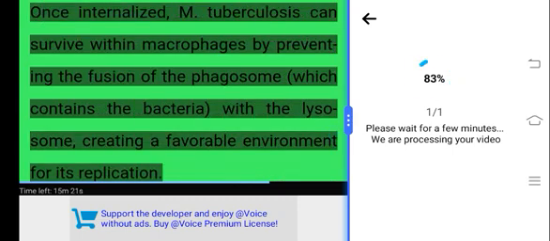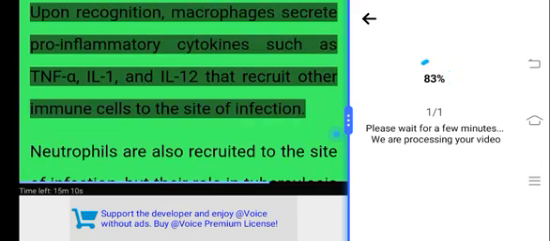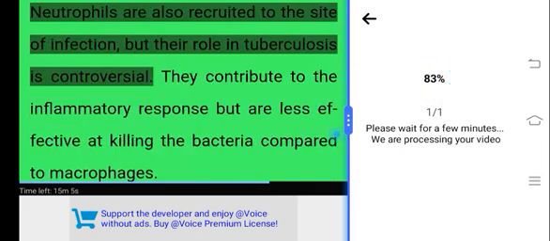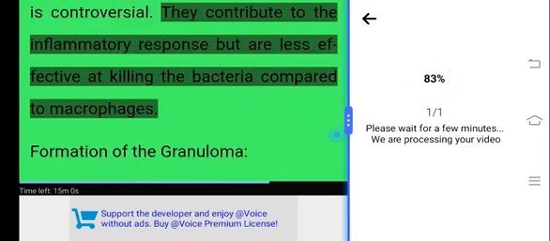Once internalized, M. tuberculosis can survive within macrophages by preventing the fusion of the phagosome, which contains the bacteria, with the lysosome, creating a favorable environment for its replication. Activation of the innate immune system. Upon recognition, macrophages secrete pro-inflammatory cytokines such as TNF-alpha, IL-1, and IL-12 that recruit other immune cells to the site of infection. Neutrophils are also recruited to the site of infection, but their role in tuberculosis is controversial. They contribute to the inflammatory response but are less effective at killing the bacteria compared to macrophages.